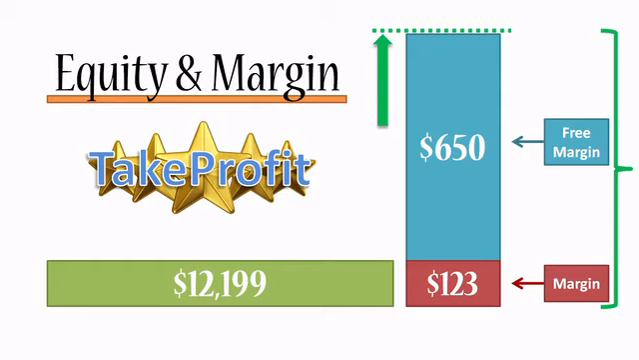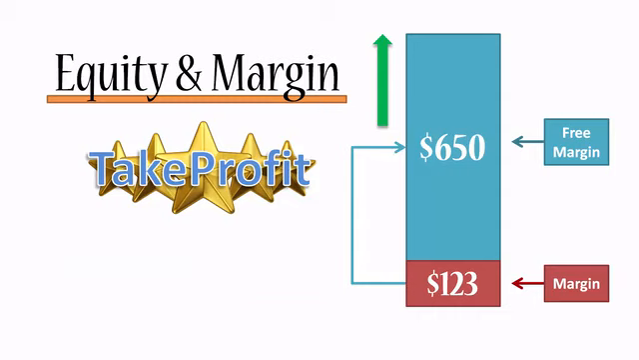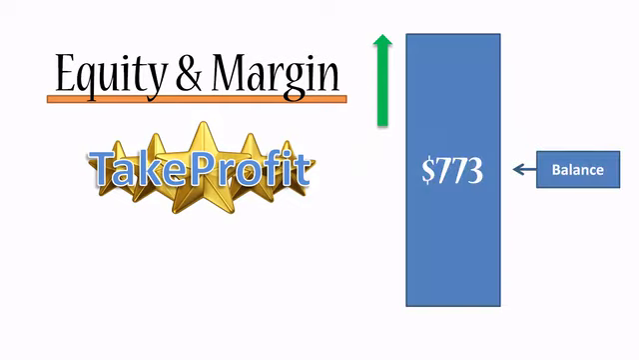At the same time, you can see that the margin is still the same, still $123, and the amount of money that you borrowed from the broker hasn't changed. It's still $12,199. So what happens next is your position closes. The broker pulls back their amount, so they take back their $12,199, and your margin is released and it is added back to your account. So it was always on your account, but now it's released and it's no longer a frozen margin. So now your balance is $773.